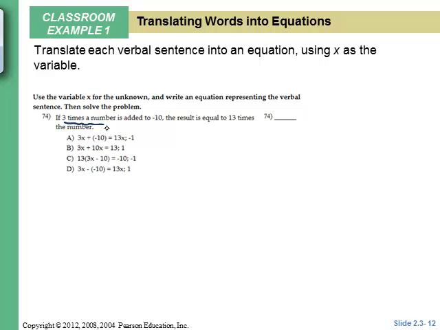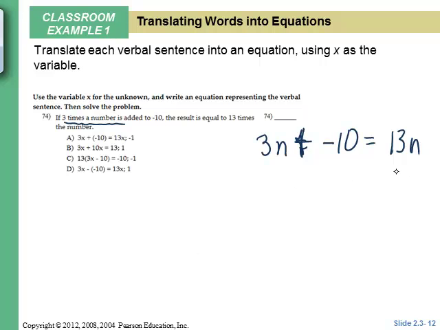Okay, so we have 3 times a number is, oh, I'm sorry. No, I don't have that part right. 3 times a number added to negative 10 is 13 times the number. 3n plus negative 10 is 13n. That's the first one, isn't it?